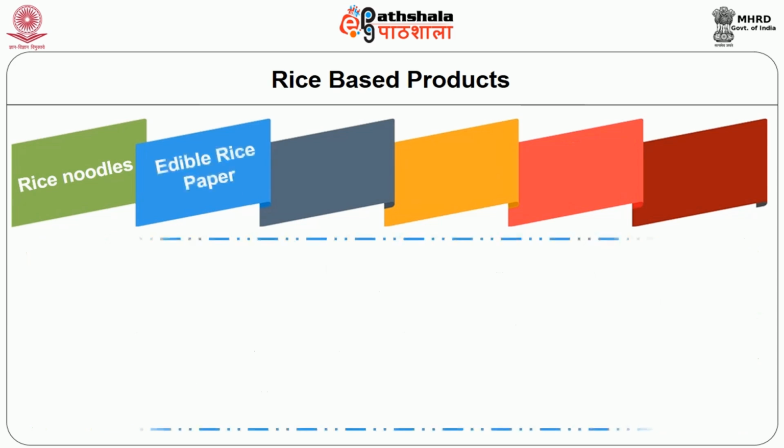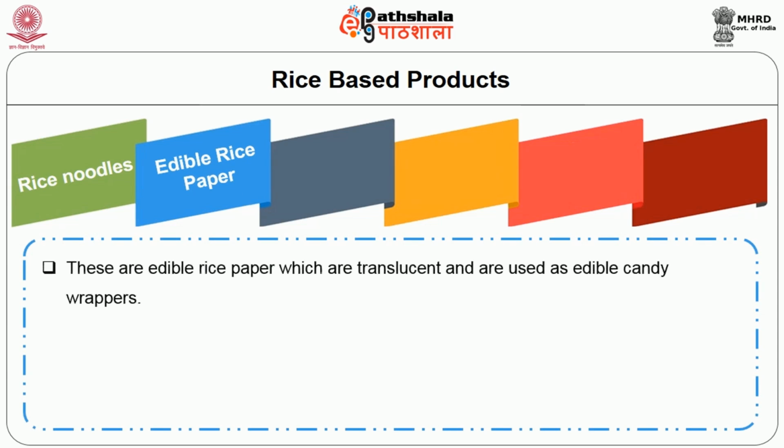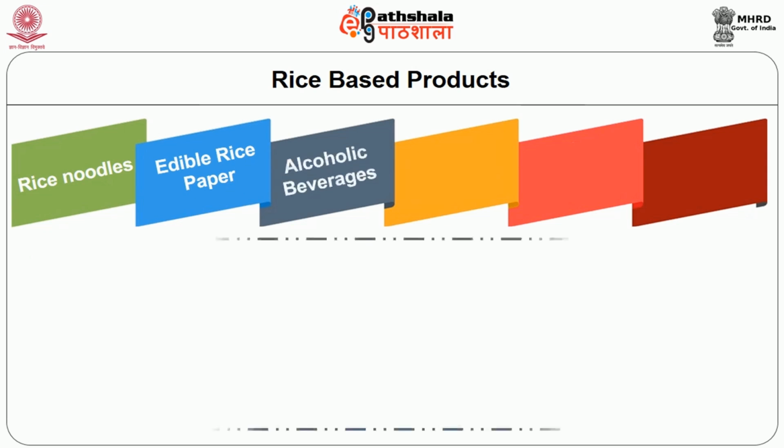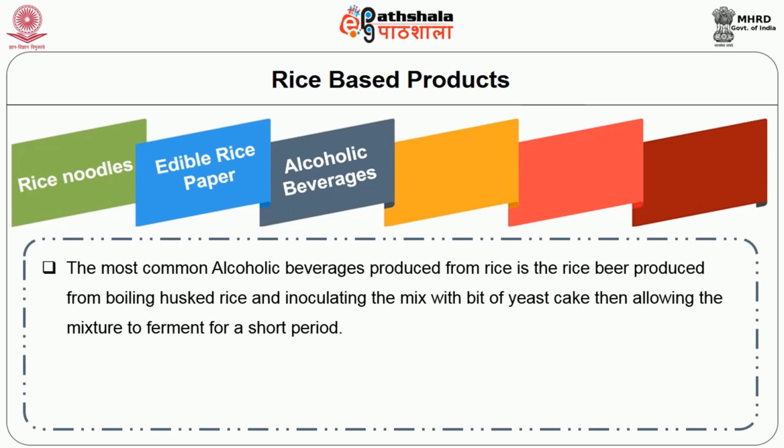Next one is the edible rice paper. This is a traditional product which is made from rice. Normally it is used to wrap edible candies. Next product is alcoholic beverages. The most common alcoholic beverage produced from rice is rice beer. It is produced by boiling husked rice and inoculating the mix with a bit of yeast cake, then allowing it to ferment for a shorter period of time.